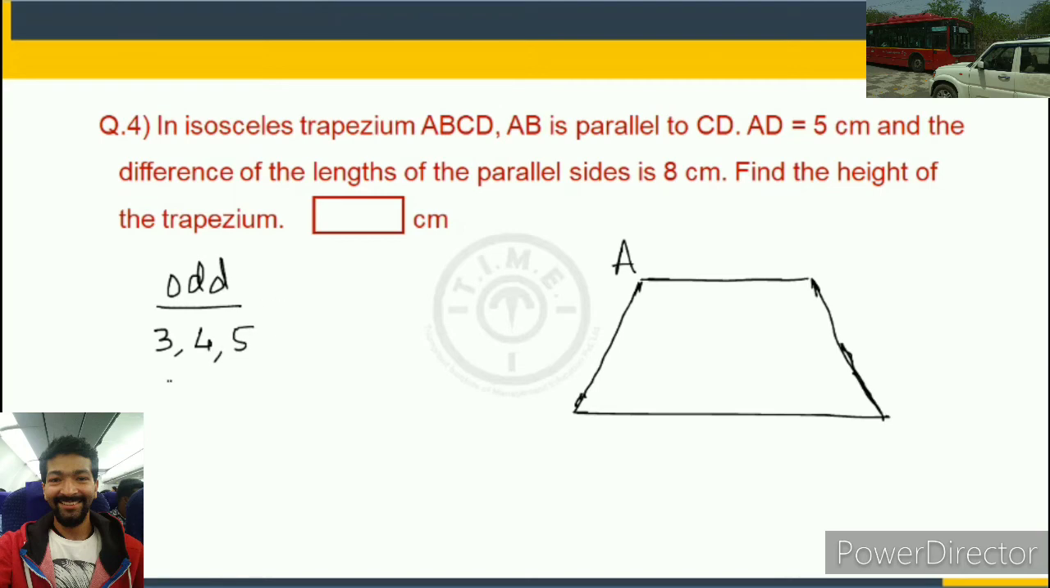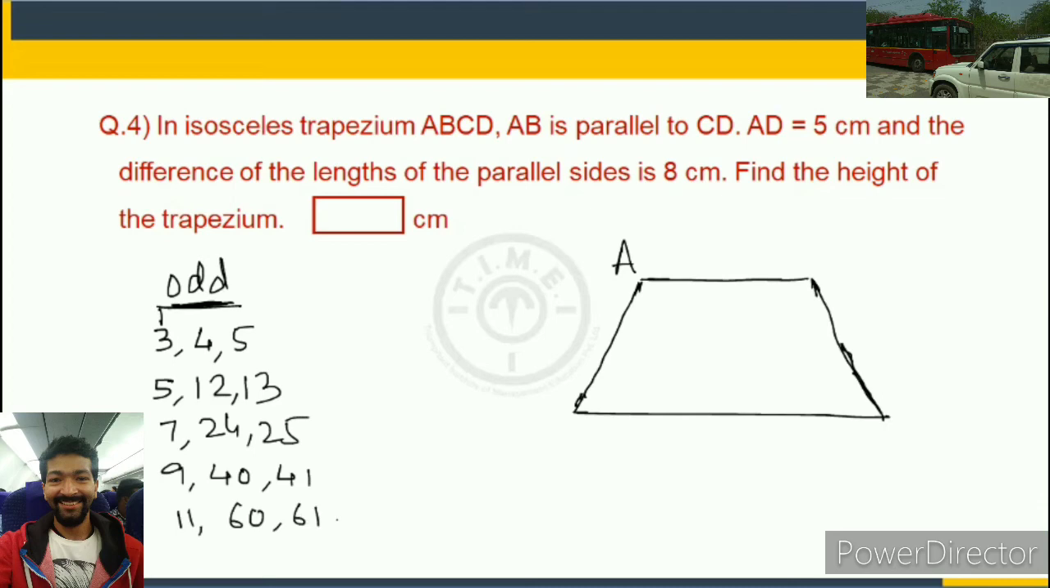Then starting with 5, we are generating Pythagorean triplets starting with odd numbers. So from 3 we have 3, 4, 5, from 5 we have 5, 12, 13, 7, 24, 25, 9, 40, 41, 11, 60, 61. So just take note of this. You should memorize these Pythagorean triplets.